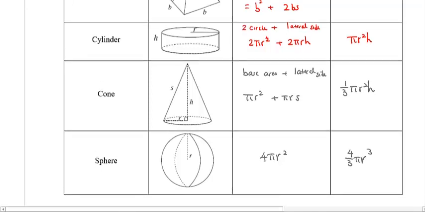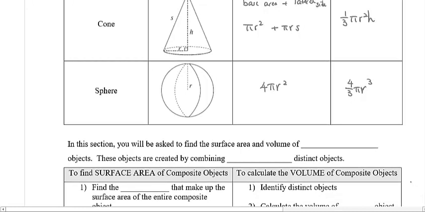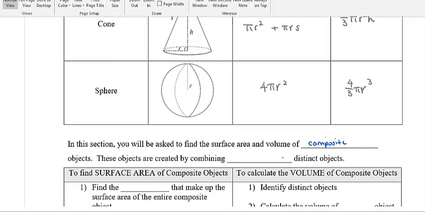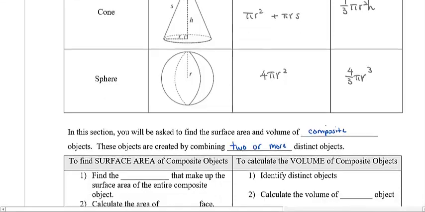Now, today, we're going to be asked to find the surface area and volume of what they call composite objects. That's when you have more than one stuck together. These objects are created by combining two or more distinct objects, and you're going to put them together.